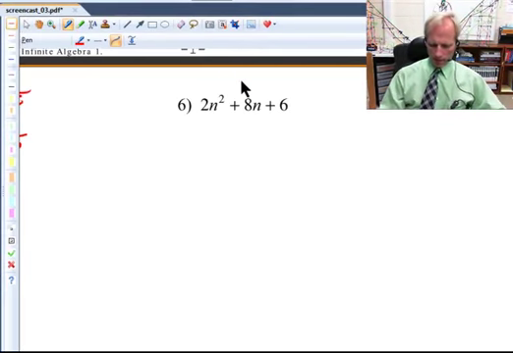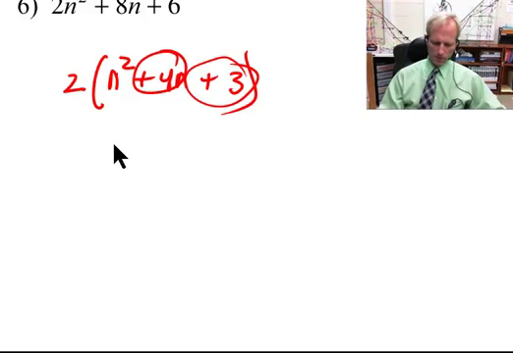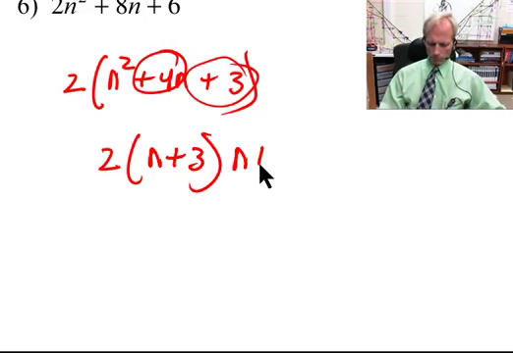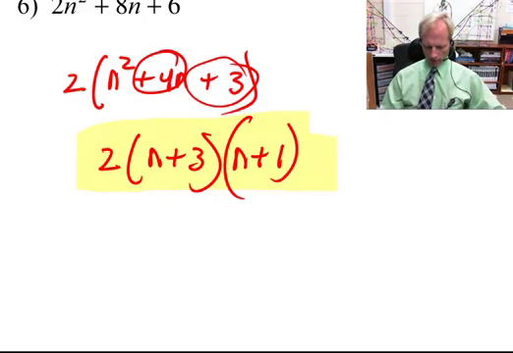Alright, number 6, I can also see that I have a common factor of 2. So let me factor out the 2. And that leaves me with n squared plus 4n plus 3. And now I'm going to look for two numbers that multiply to be 3 and add up to 4. So that would be 3 and 1. And that's as far as I can go.